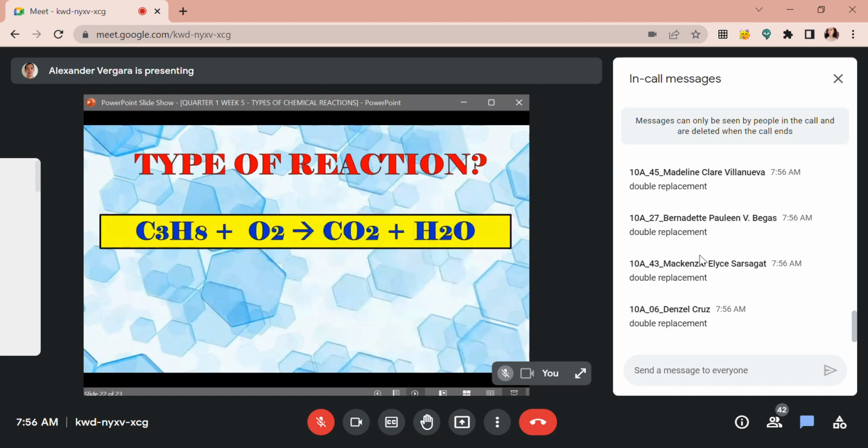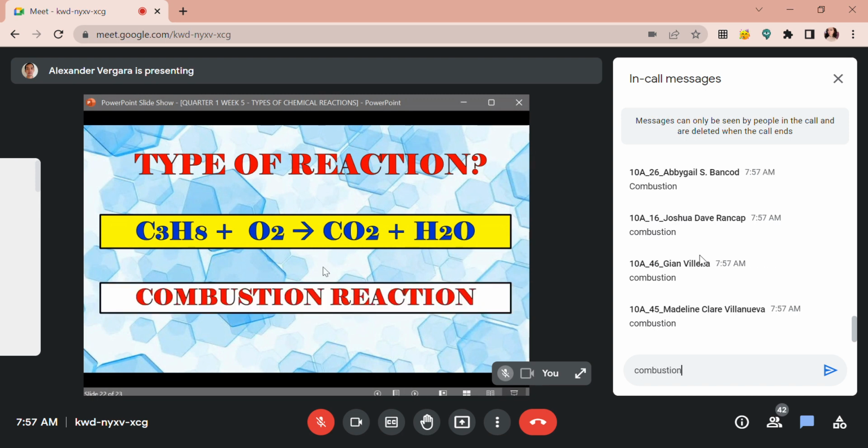Next, what about this one? Oh, this is a type of chemical reaction. What is this one? Look at the product. Very good. This is a combustion reaction. Look at the product. Carbon dioxide and water is the product. So it is categorized as the combustion reaction.